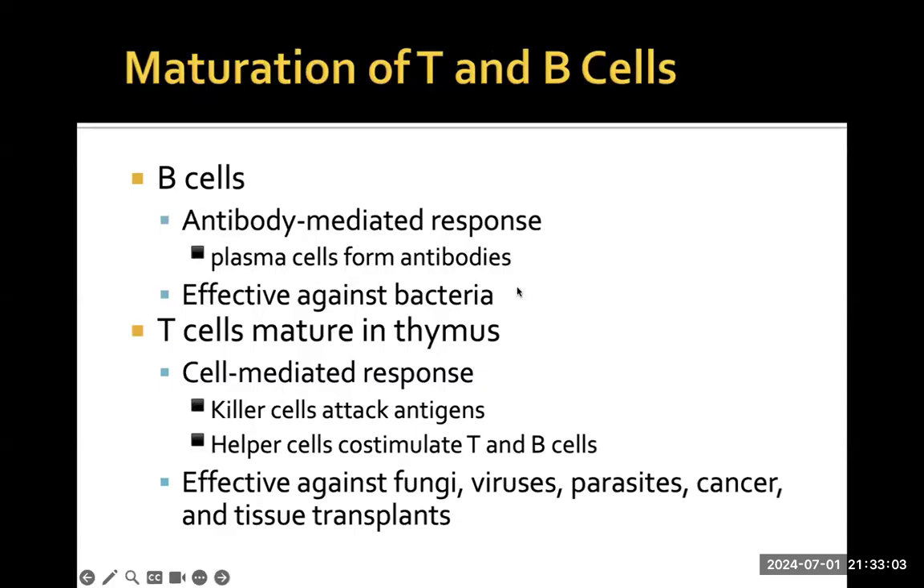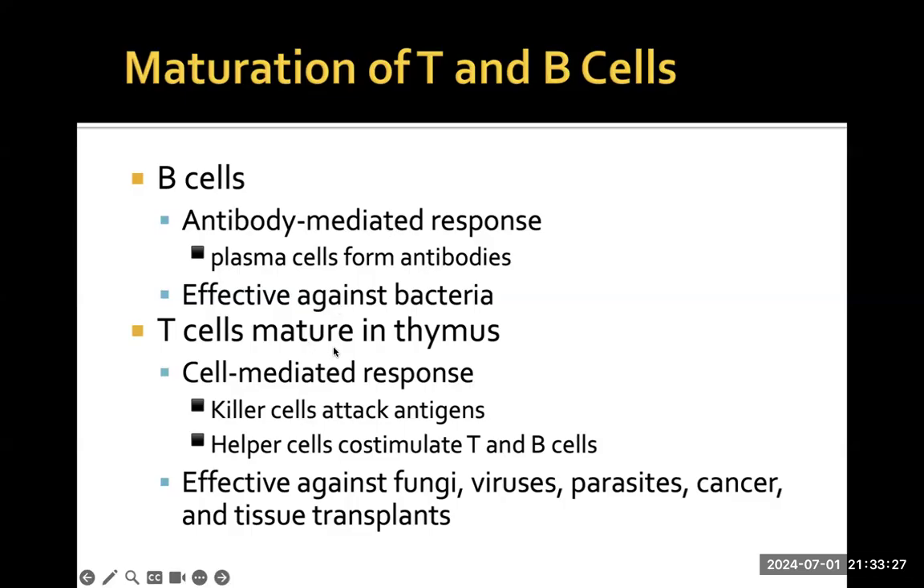Okay, so maturation of the T and B cells. So B cells are going to help with antibody-mediated responses. Really, what they're going to do is they don't attack the foreign cell themselves. They create plasma cells that are going to form the antibodies. The antibodies then are going to attack the foreign cell. So they're going to be effective against bacteria.